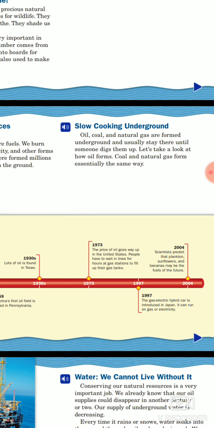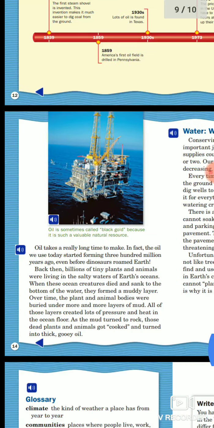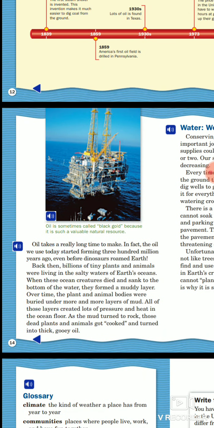Let's take a look at how oil forms. Coal and natural gas form in the same way. Oil takes a really long time to make. In fact, the oil we use formed million years ago, even before dinosaurs roamed Earth.